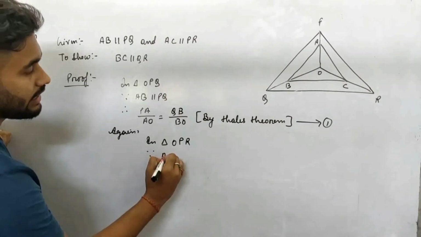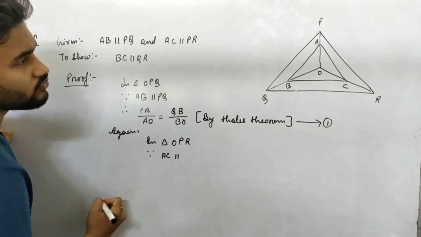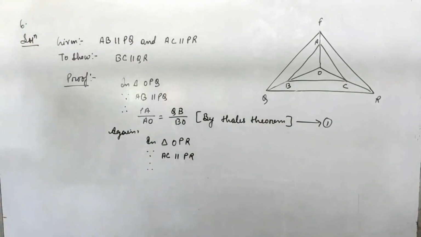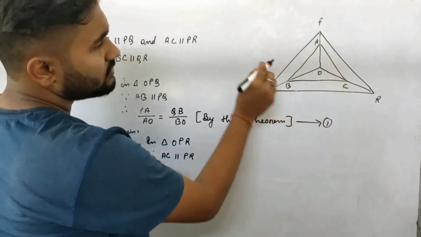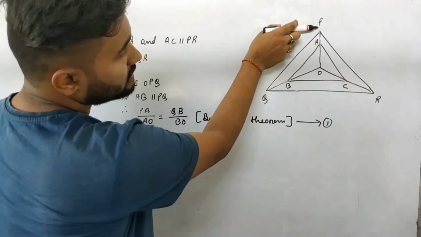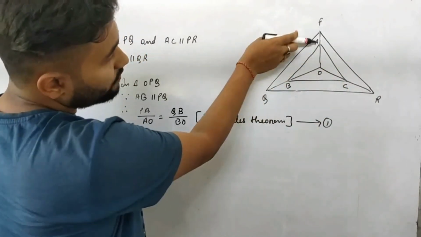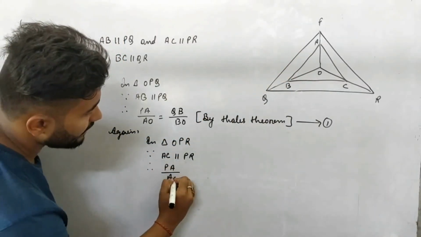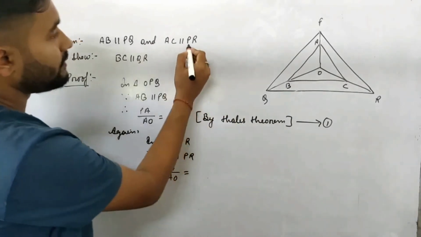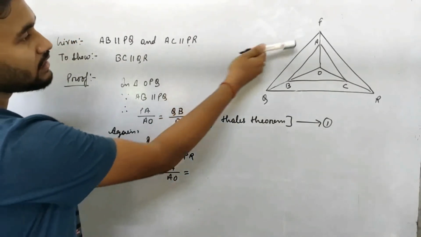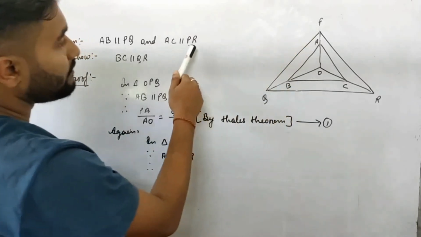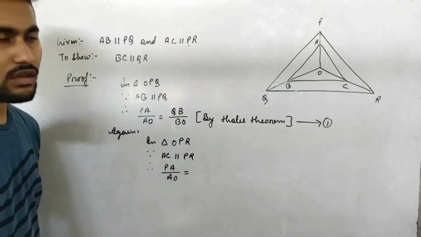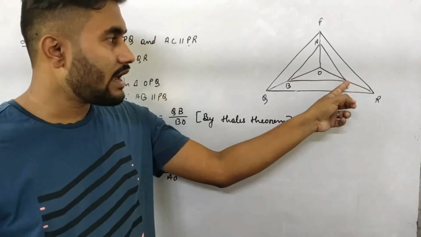Since AC is parallel to PR, by Thales theorem, what will I get? From P, let me start, and AC is the parallel. So PA by AO will be equal to, I have started from the point P. PA by AO. Now another one was PR, so I will start from R: RC by CO. Understood? RC by CO.